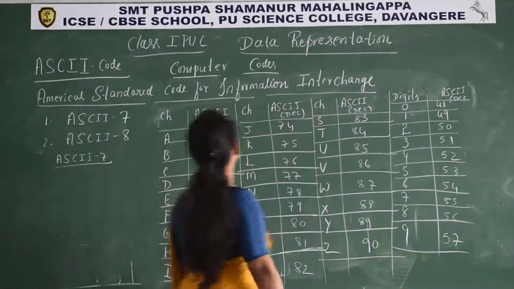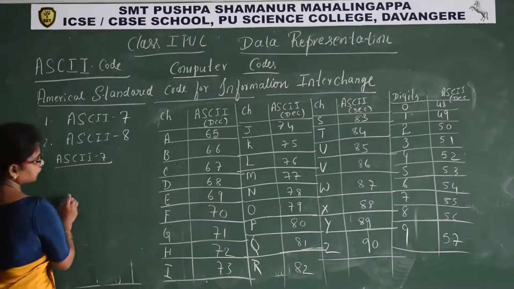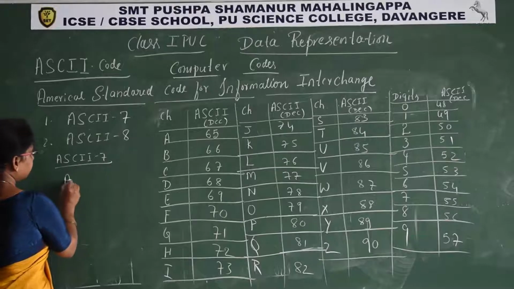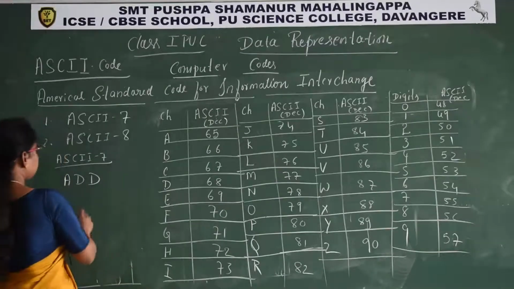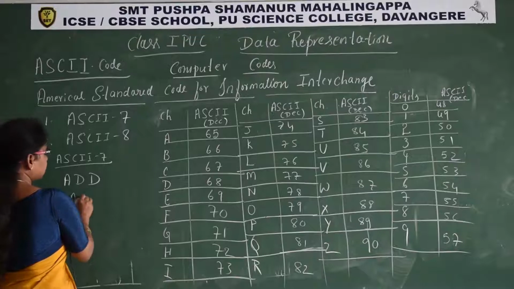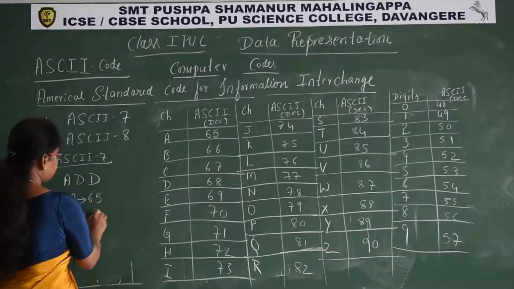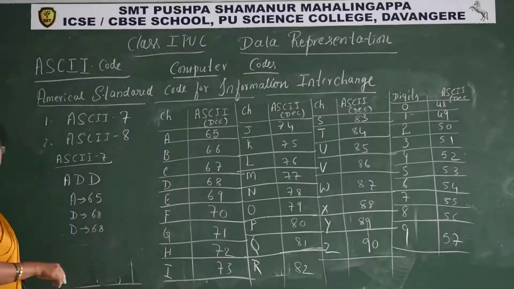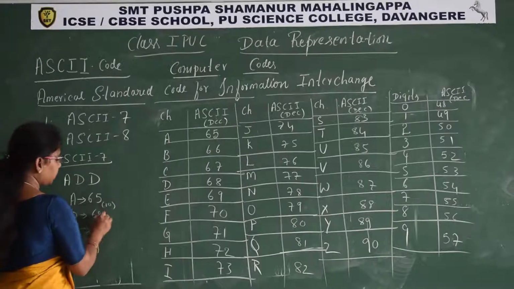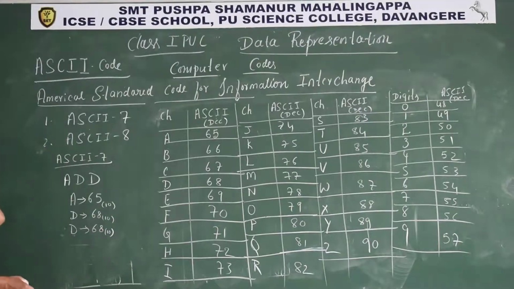Now let us consider an example. ADD. How to write in ASCII 7 code? First, we shall write the ASCII code of capital A in the decimal number system, that is 65, D 68, and one more D is there, 68. So these are all in the decimal number system. This ASCII code is in decimal form.